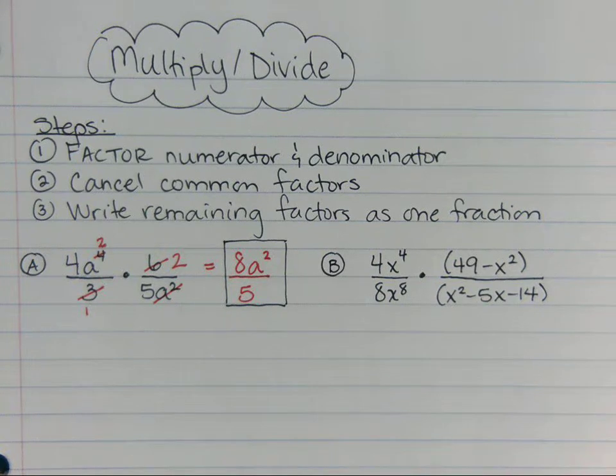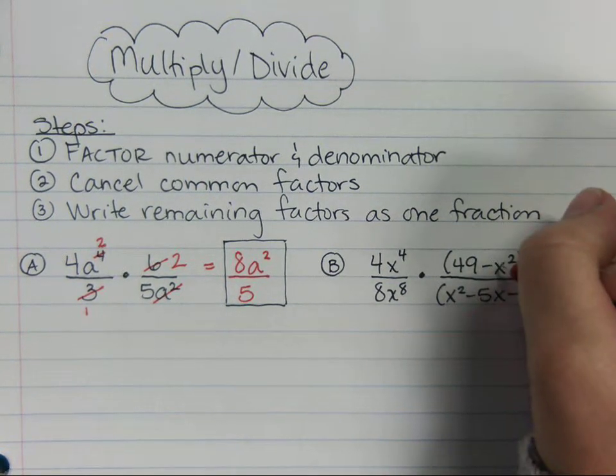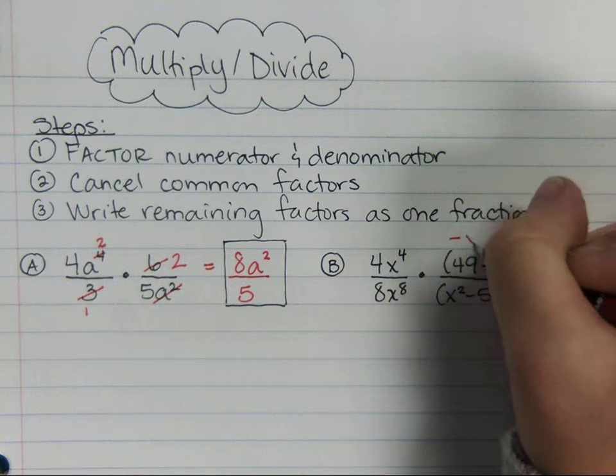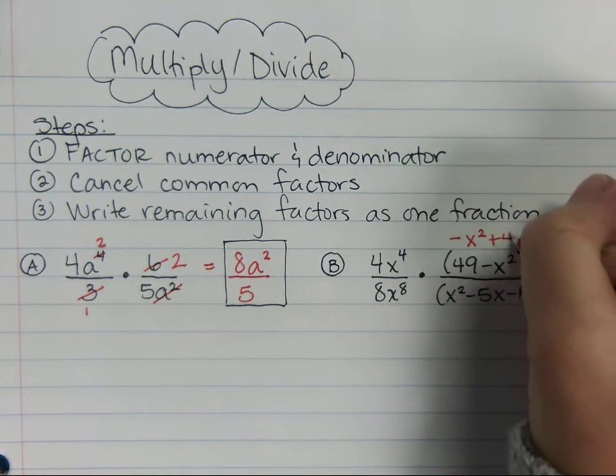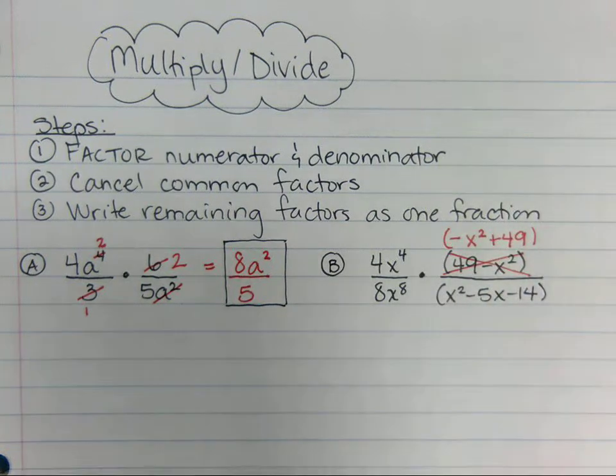Other types of difference of squares you've done are like x squared minus the perfect square, and this is flip-flopped. So I want to modify this a little bit and write this in descending order instead. I'm going to change the order and cross this out because I'm just making it look different. So instead of 49 minus x squared, I can flip-flop it and put a negative x squared plus 49.